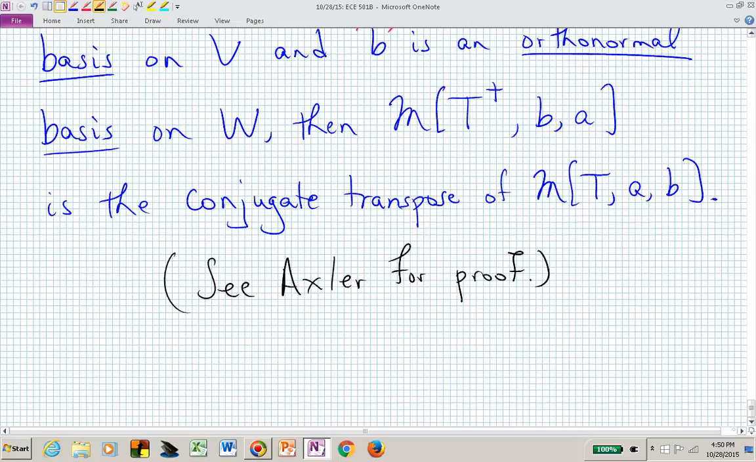I'll send you to the book for that proof. Let's just remind ourselves of what we mean by the conjugate transpose of a matrix.